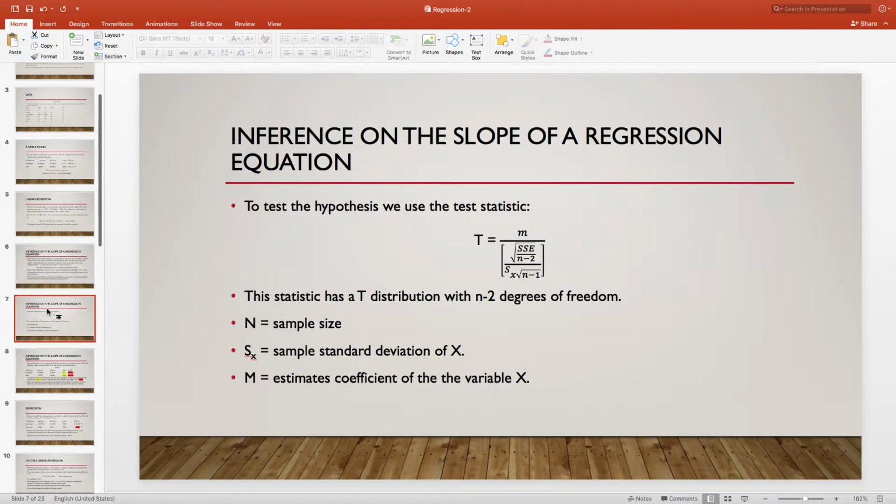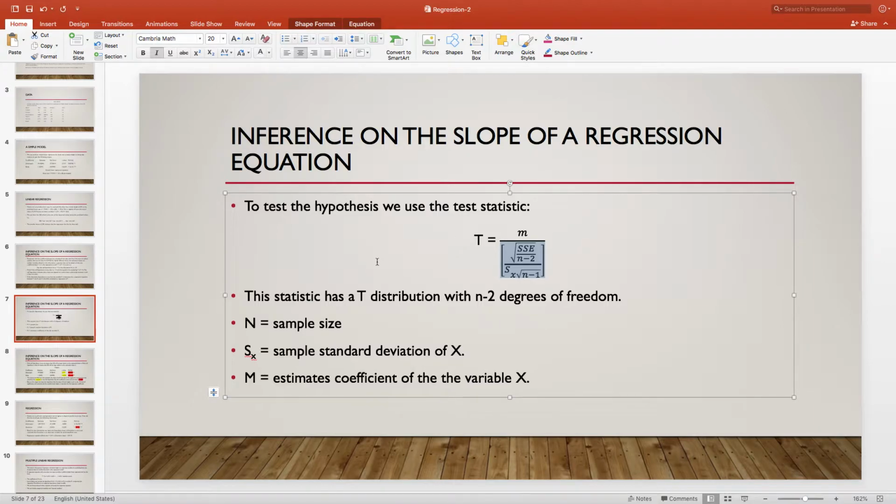Okay, so here's a way to test the hypothesis. We're going to use a t-statistic, and what it's going to be is your estimated value of the slope m, and you're going to divide by the standard error. So that is called the standard error, everything that's highlighted. And that is the sum of the squares of the error divided by n minus 2 square rooted, and you divide by your standard deviation of x times the square root of n minus 1.